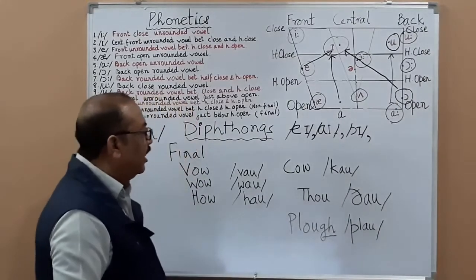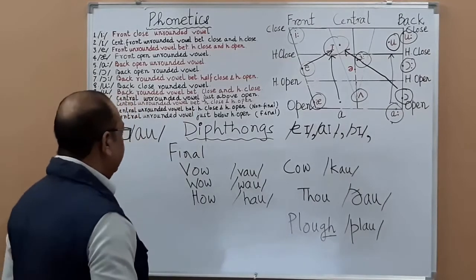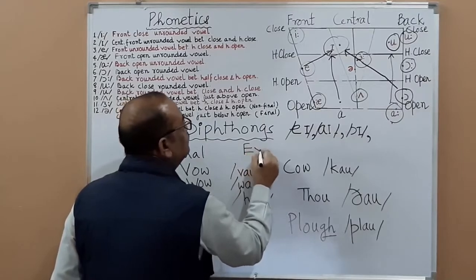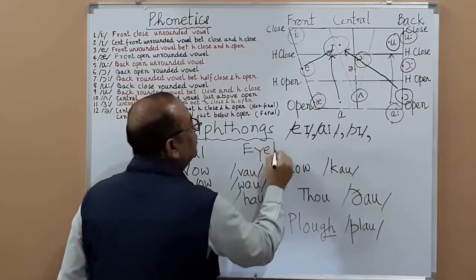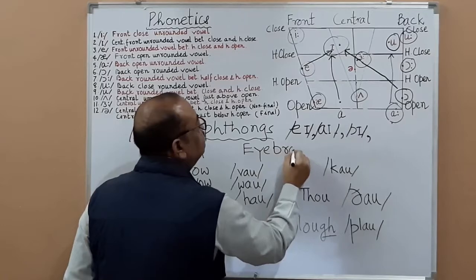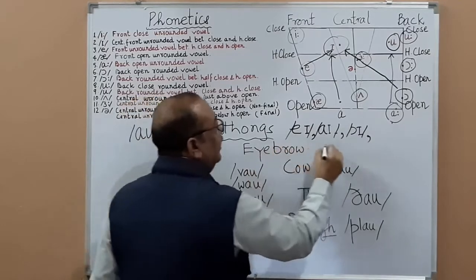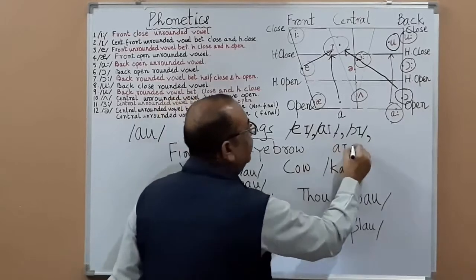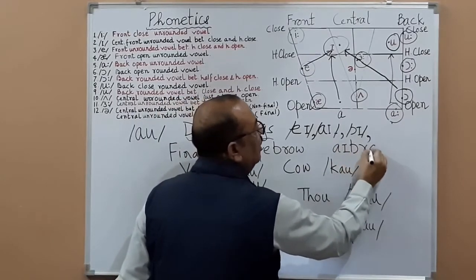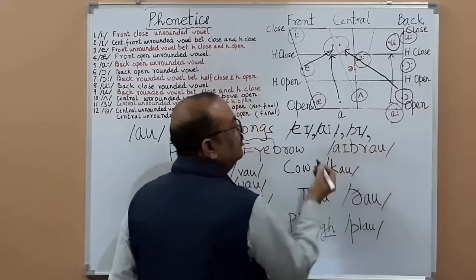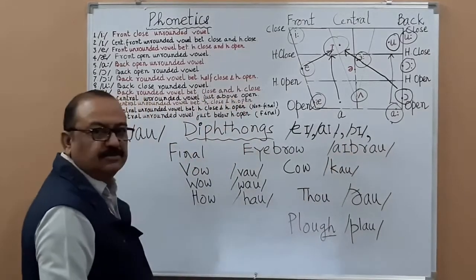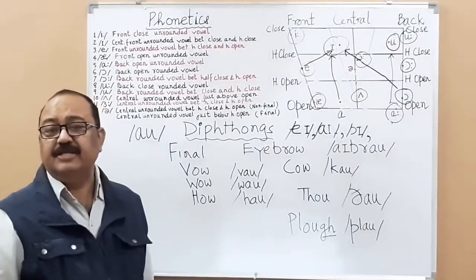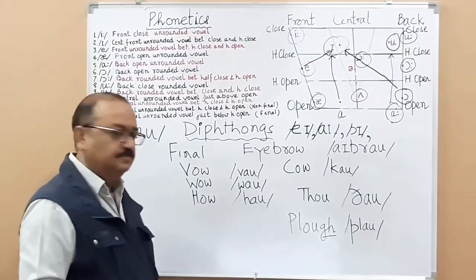Eyebrow. This is how you write B-R-O-W. So first you write I, which, as you know, is a diphthong, and then you write brow. Eyebrow. So easy. Or say anyhow.